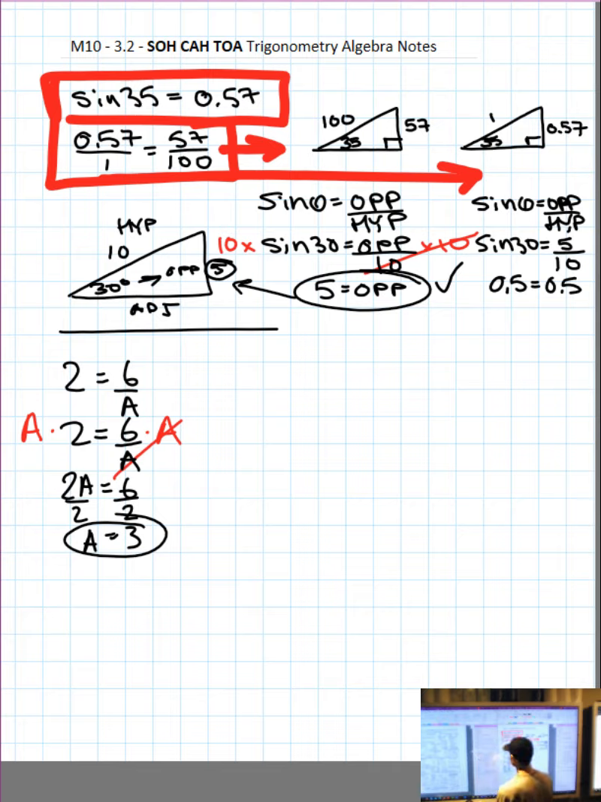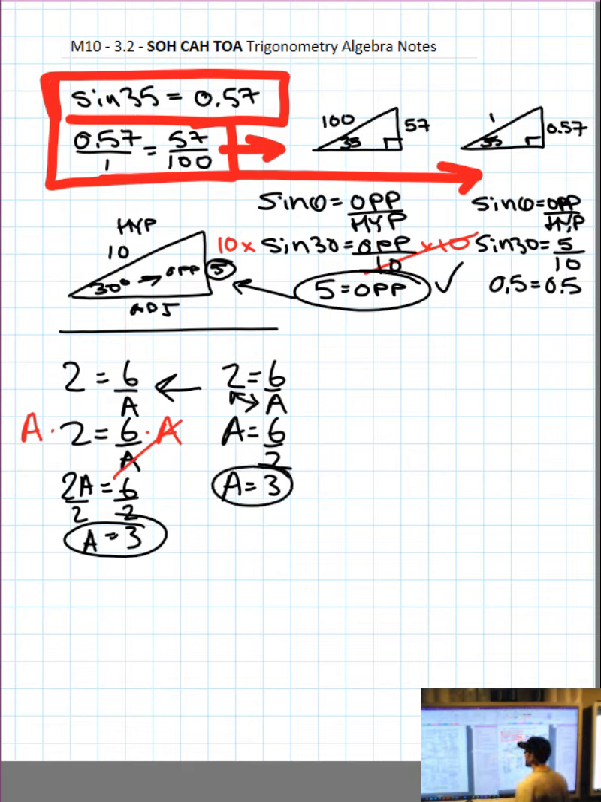Let's see something else. Let's see 2 equals 6 over A, the same as we just did here. Now, instead of doing all that algebra, timesing both sides by A and then dividing both sides by 2, couldn't we just cross multiply and switch the A and the 2? Well, I don't know. Is that allowed? Well, A equals 3. Same answer. Absolutely.